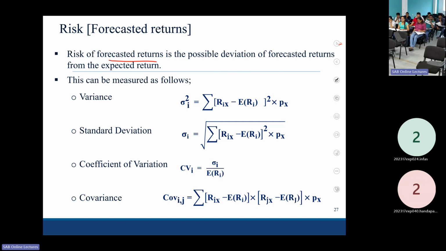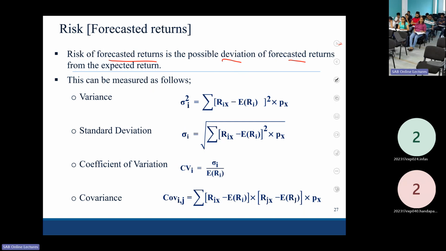How to define the risk of the expected thing or the forecasted return? Now you have identified four states of the economy. All four do not happen; only one of the four happens. During your next investment period, not all the states of the economy could happen. Only one can happen. So then what is the risk? The risk of forecasted return is the possible deviation of forecasted return from the expected return.